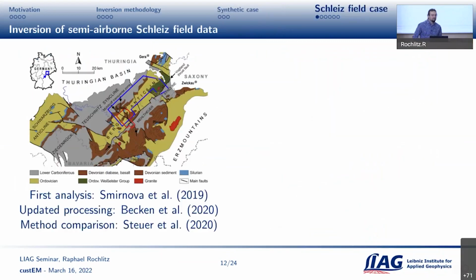This was the synthetic case, and now let's switch to real data. The data set I'm talking about was measured in 2016 and 2017. This was our first survey area from the DESMAX project in Schleiz, in Thuringia. Here we can see a geological map of the main geological units. We have mainly Silurian, Devonian, and Ordovician rocks in the Berga Anticline.